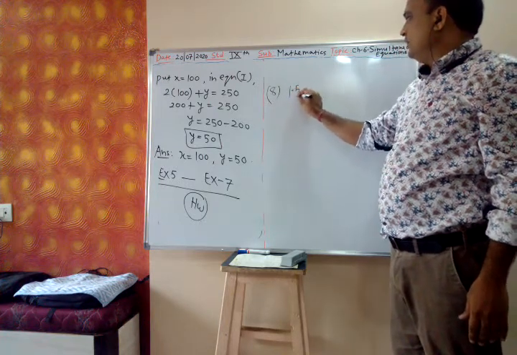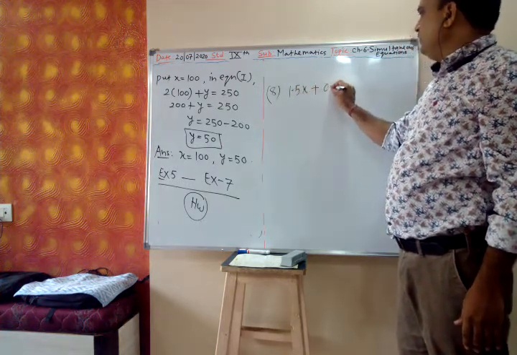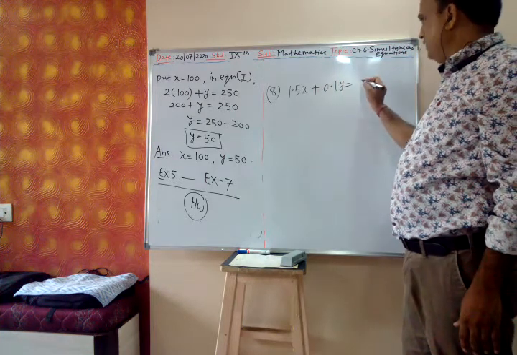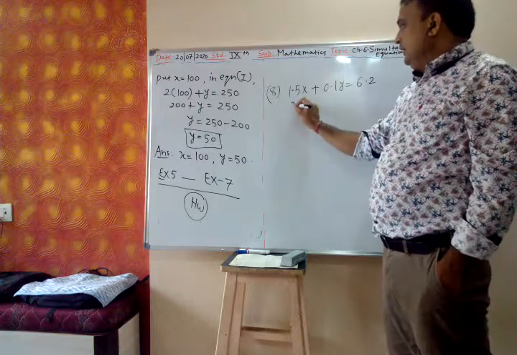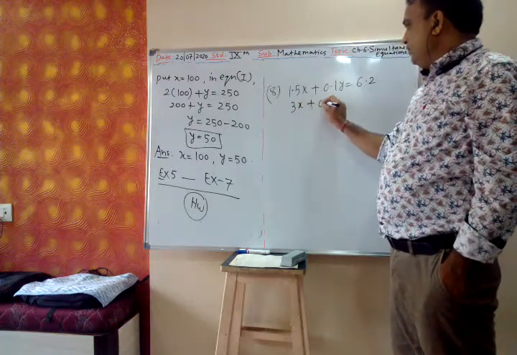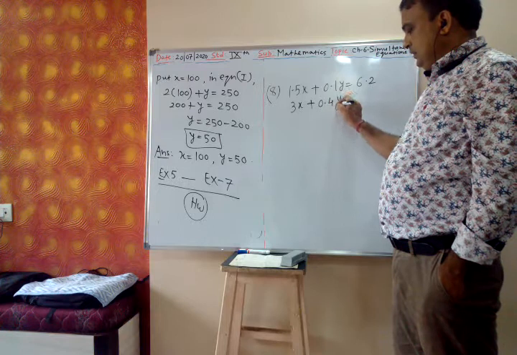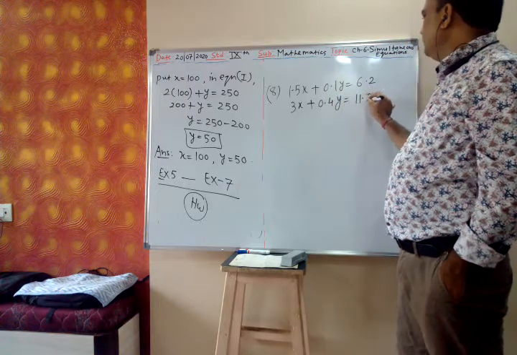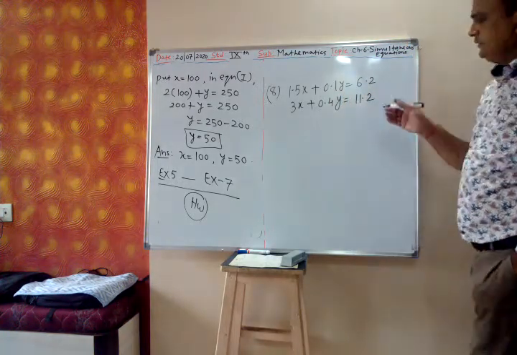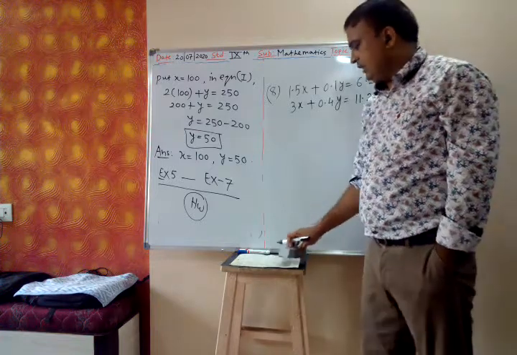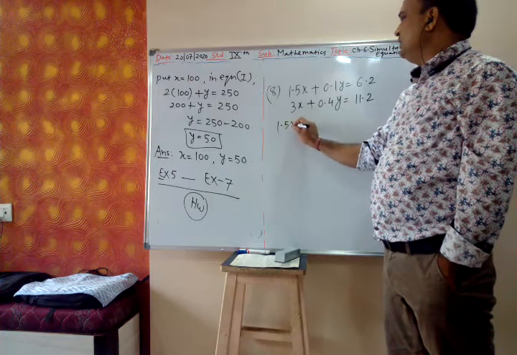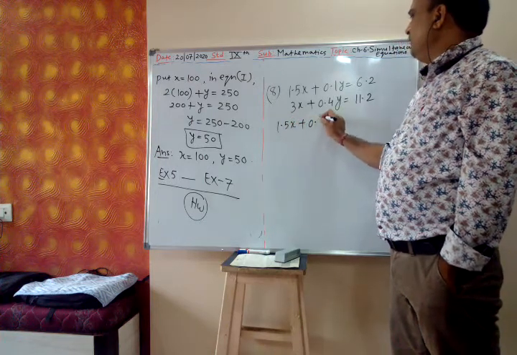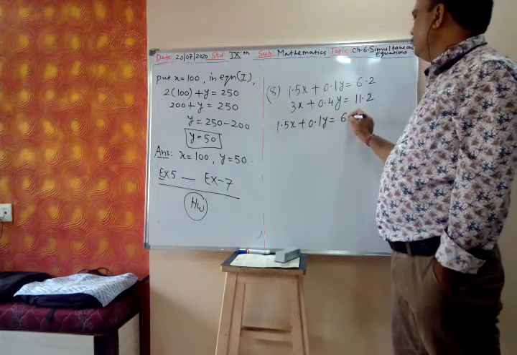1.5x plus 0.1y is equal to 6.2, and 3x plus 0.4y is equal to 11.2. So we have to solve each one and get equations 1 and 2 first. So first it is 1.5x plus 0.1y is equal to 6.2.